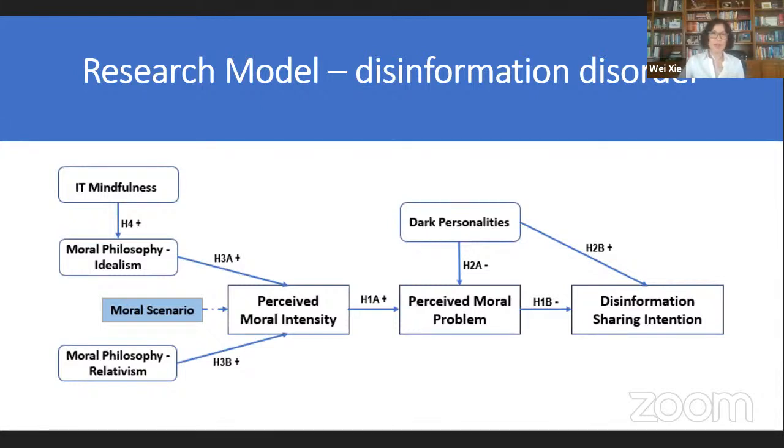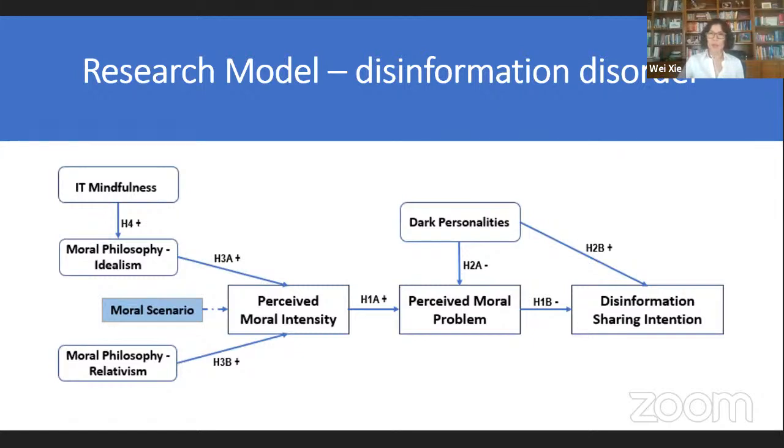The relationship, you can see there's H1A plus H1B, those are our hypotheses. And for any kind of statistical research, you need to form your hypothesis first, okay? And the plus and minus signs mean a specific relationship. If it's a plus sign, we hypothesize a positive relationship, and if it's a negative sign, we hypothesize a negative relationship. So for example, H1A in this model has a plus sign, and H1B has a minus sign. It means that we conceptualize that an increased moral intensity evaluation can heighten the sense of a perceived moral problem in our sharing, and then can decrease the disinformation sharing intentions.